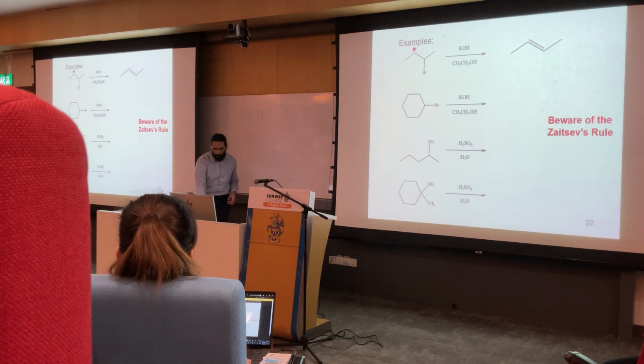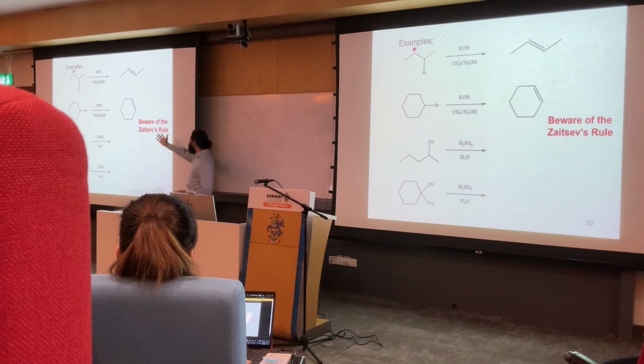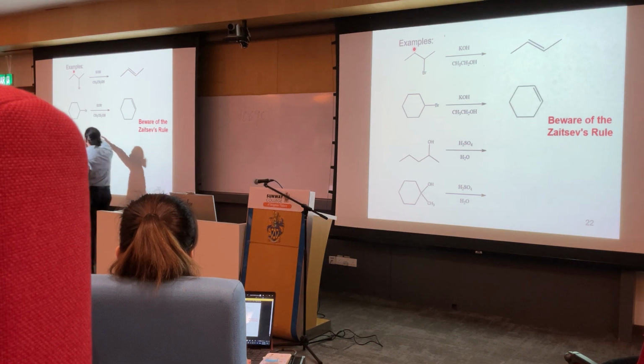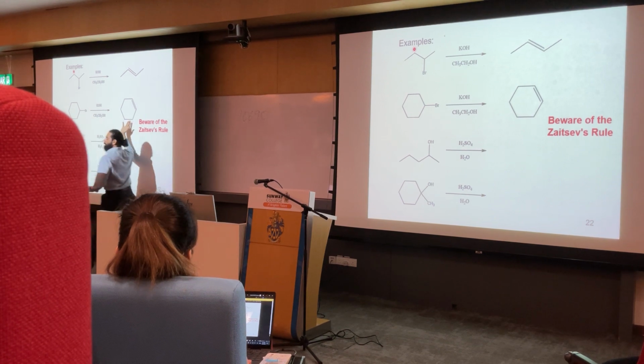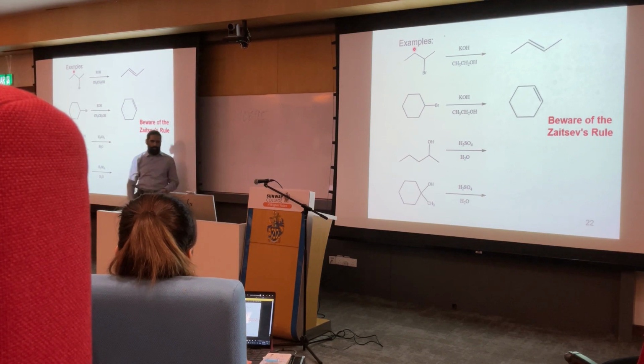Alright? In this case, no problem because it's a symmetrical molecule. You can remove bromine from here, or hydrogen from there, or hydrogen from here. It does not make any difference, because we will get a symmetrical molecule in the product. Right?